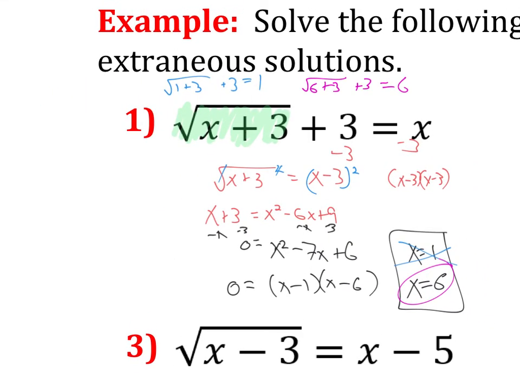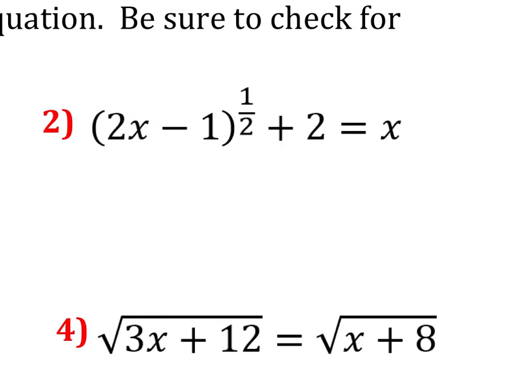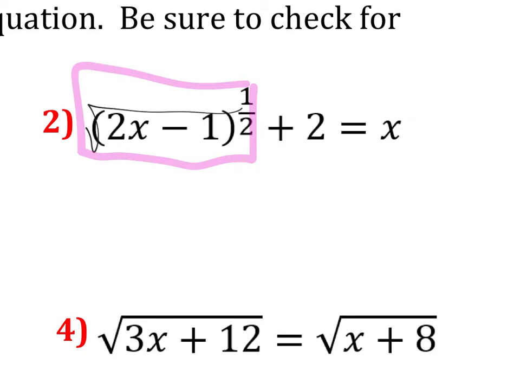Let's try another one. The quantity 2x minus 1 to the 1/2 power plus 2 equals x. Well, this whole piece right here, that's really just saying the square root of 2x minus 1. And that's what I want to get all by itself. So on my next line of work, I'm actually going to rewrite that using a radical instead. And then I'll move the 2 to the other side.